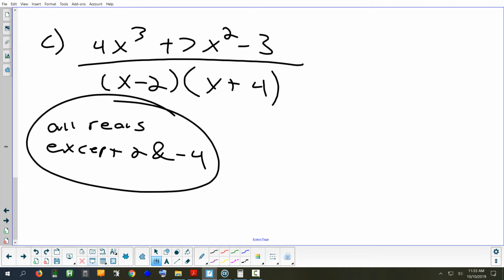So C is easier than B because it was a quadratic, but they already factored it for you. I would say most of the time you're going to have to factor it yourself. But it shouldn't be one where we have to use a quadratic formula. I won't say you won't ever have one like that, but most of them are going to be factorable because it kind of speeds things up.